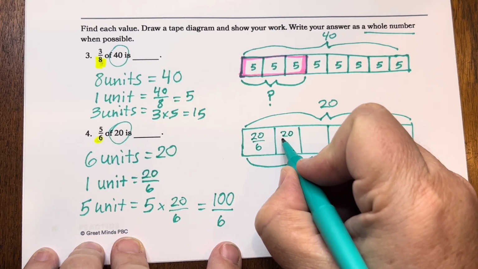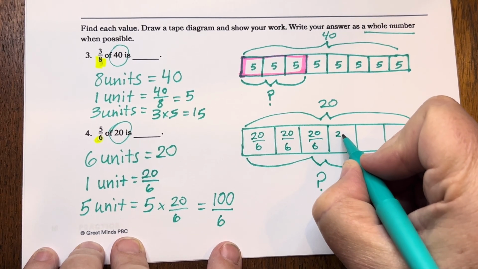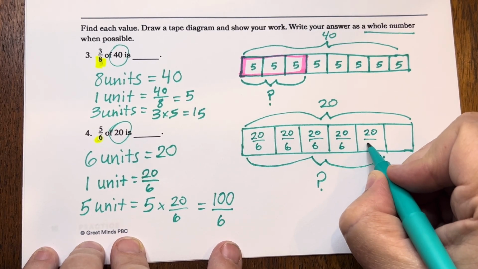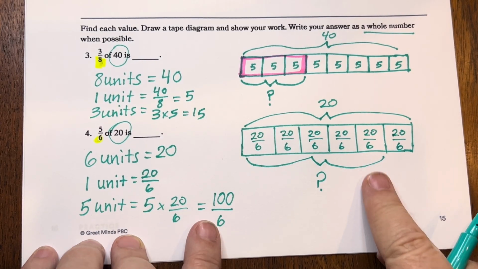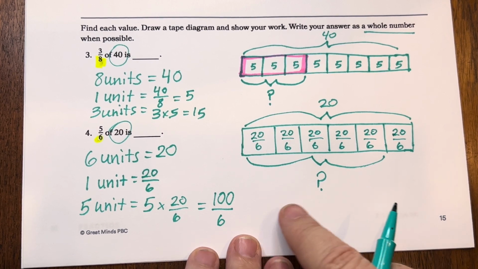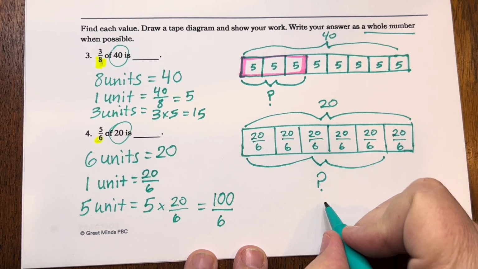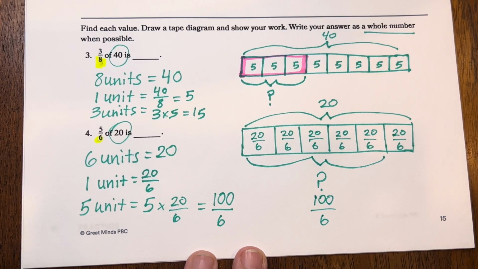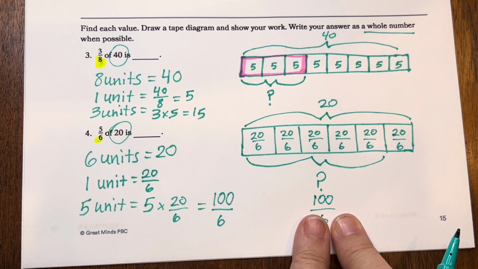Now I'm going to write that in here just to kind of show you, because you might still be like, oh, I don't know, I don't understand. Sometimes we just kind of have to trust our gut or follow our steps to make it make sense. So this was our unknown part, our question mark part. And we figured out that if I add these 5 pieces together, it's going to be equal to 100/6. So these 5 pieces equal 100/6.